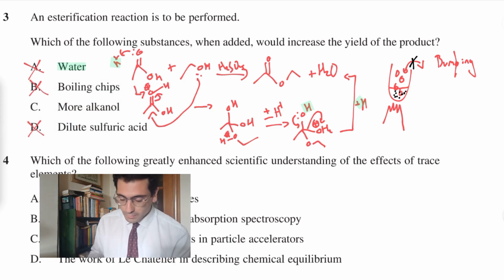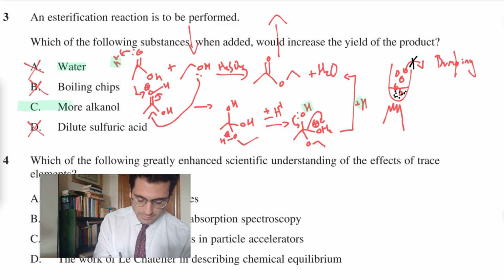So we have one final option, which is adding alcohol. Now, when we apply Le Chatelier's principle, we see that alcohol is on the left-hand side of the equation, and we see that increasing its concentration would increase the concentration of the product. So we know that the answer is C.